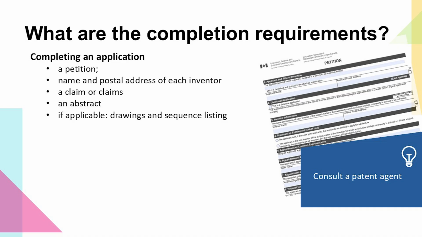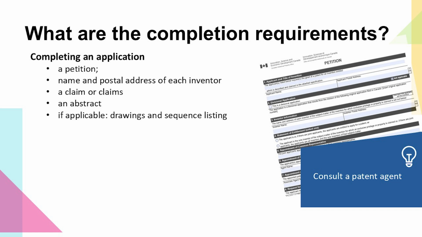On top of the description already provided, you will need to provide to the office an abstract summarizing your invention and claims setting the fence of your monopoly that your patent will confer. You will also need to provide some drawings and a sequence listing if your invention requires those items. And as always, please remember that if you are ever in doubt or unsure of these procedures, it's always strongly advised to consult a patent agent to help you out.